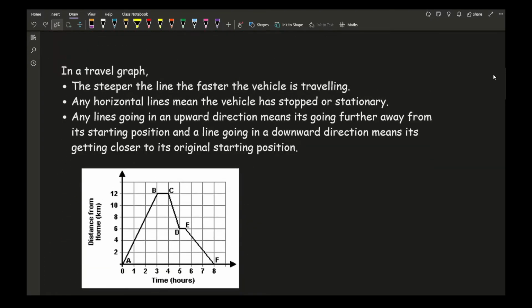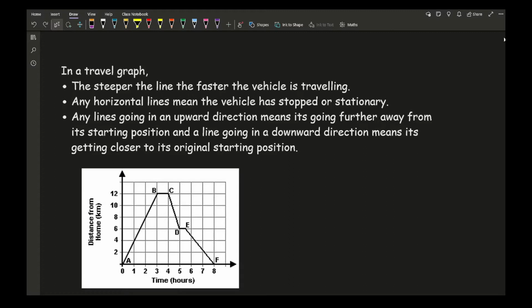Now, a couple of other things to note. In a distance time graph, the steeper the line, the faster the vehicle is traveling. That applies to the diagonal line, so the steeper the diagonal line, whether it's going upwards or downwards, represents the speed of the vehicle. Any horizontal lines mean that the vehicle has stopped or is stationary. Any line going upward means it's going further away from the starting position, and a line going downward means it's getting closer to its original starting position.